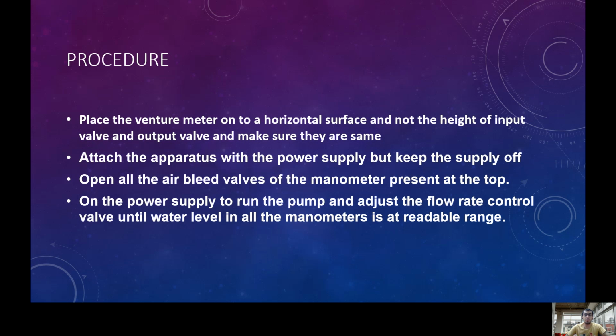Let's talk about the procedure. First, we place the Venturi meter onto a horizontal surface and note the height of the input valve and output valve and make sure they're the same. Then we attach the apparatus to the power supply, but we keep the supply off. Then we open all the air bleed valves of the manometer present at the top.